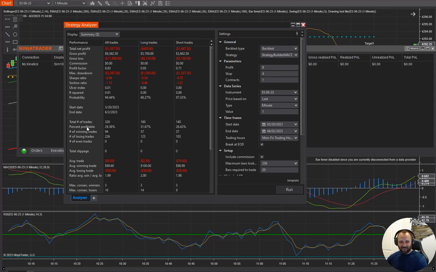If we scroll down here and we see total number of trades, we can see that there were 320 trades made during that period that met those conditions. 180 of those were long trades and 140 were short trades. Now, percent profitable. Out of all of the trades, only 29.38% were profitable. And you can see out of the long trades, 31.67%, out of the short trades, 26.43%.